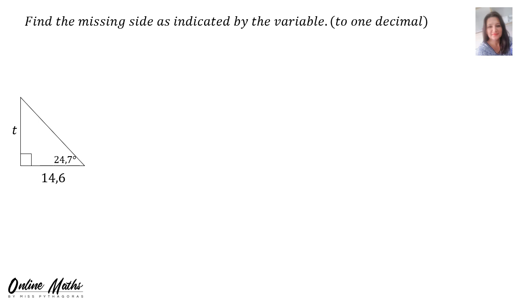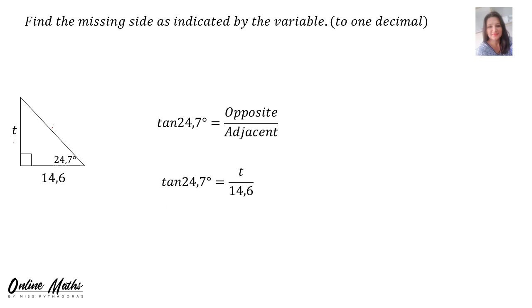Find the missing side as indicated by the variable. So in this one we're going to solve t. We start with sin. Sin opposite over hypotenuse. It won't work. Cos 24, cos is adjacent over hypotenuse. It won't work. Then I hope it's tan. Tan 24,7, tan is opposite over adjacent. It works. Now we substitute. Tan 24,7 is equal to, the opposite is t over, and the adjacent is 14,6.